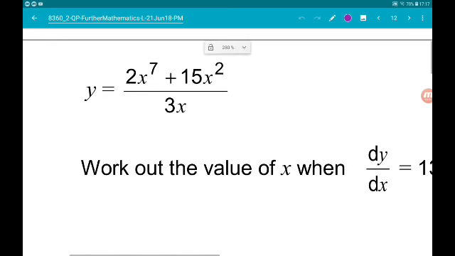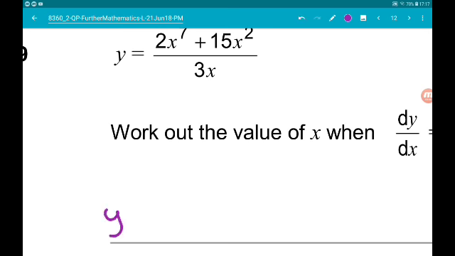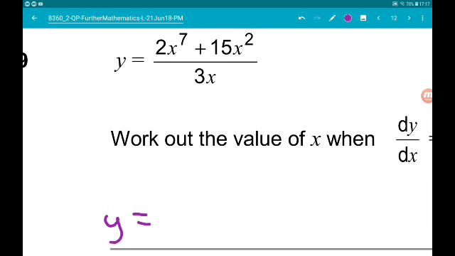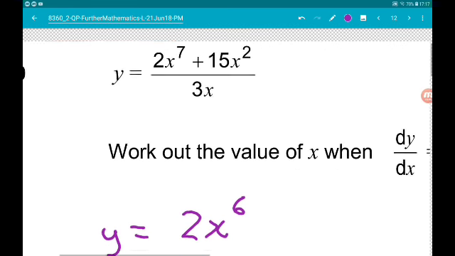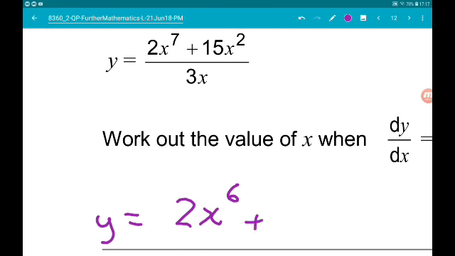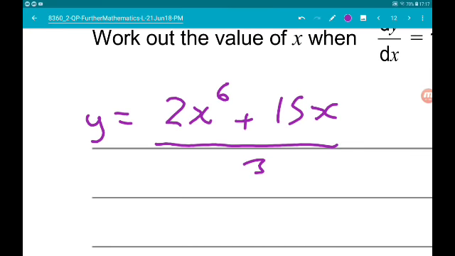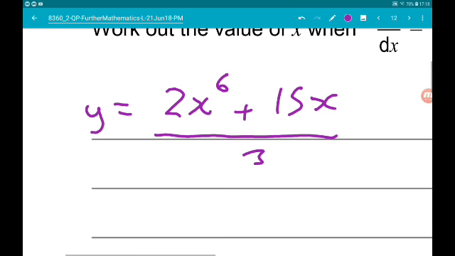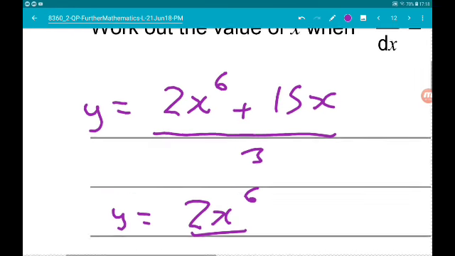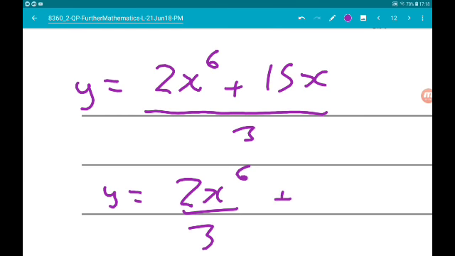Okay, so first of all, y has a common factor of x. So we can say that y is 2x to the power of 6 add 15x all over 3. So what we've done there is divided through by the common factor of x. Now, because we have an addition on top of the fraction, we can split it into 2 fractions. So we can say y is 2x to the power of 6 over 3 add 15x over 3. So that is 5x.